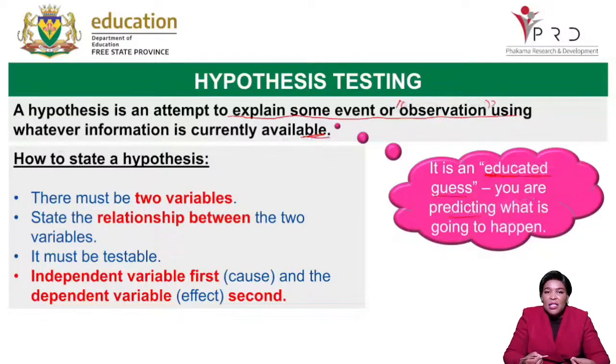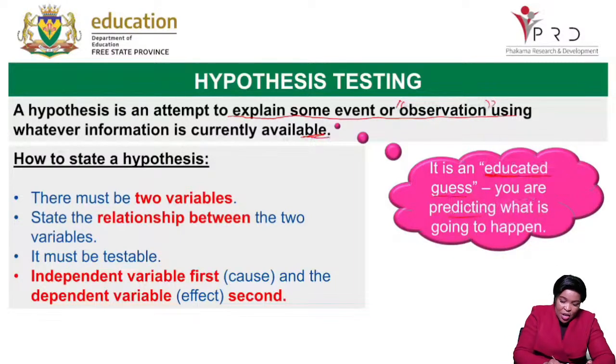And a hypothesis must be testable. You must be able to test it. Whatever you are saying, another person must be able to conduct an experiment to test your hypothesis and later be able to say it has been accepted or rejected, with proof from the investigation, the results, or the interpretation of the results.